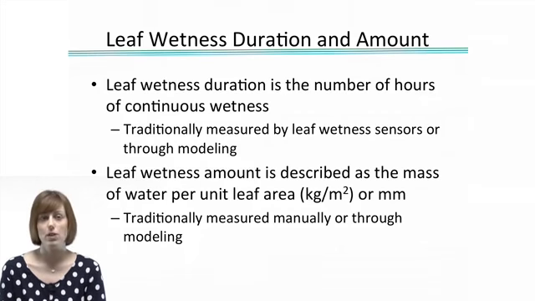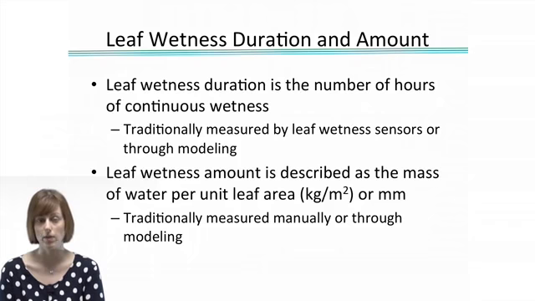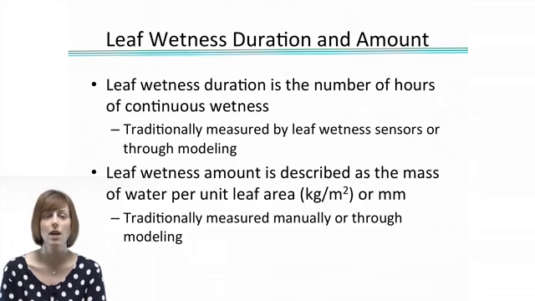For leaf wetness amount, we describe this as the mass of water per unit leaf area, and it's expressed in kilograms per meter squared, which is equivalent to a millimeter accumulation. And traditionally, we've either been able to estimate this through manual measurements or through models, specifically using physically based models.